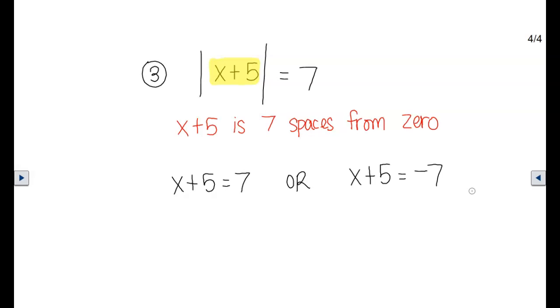Now what we would do is solve each equation for x. We know about x plus 5. Now we find out about x. So to solve this for x, we subtract 5.